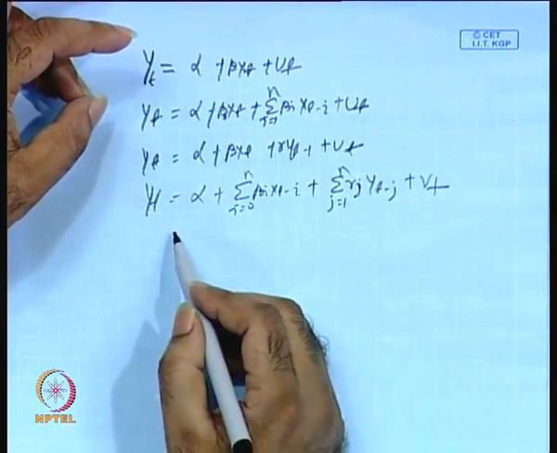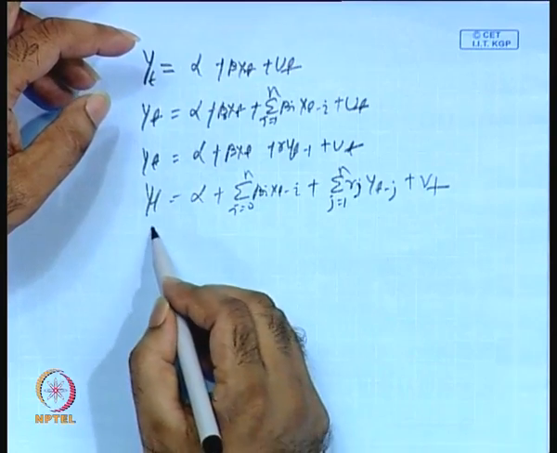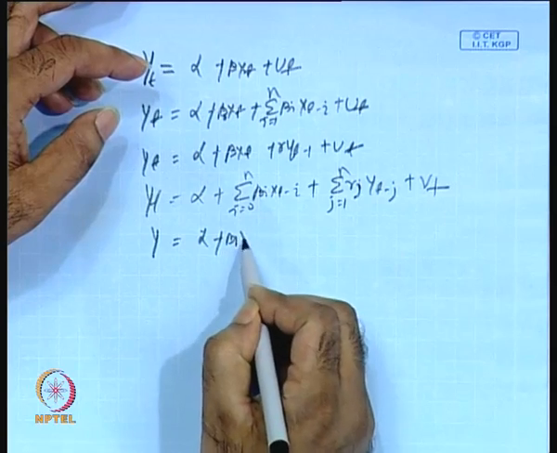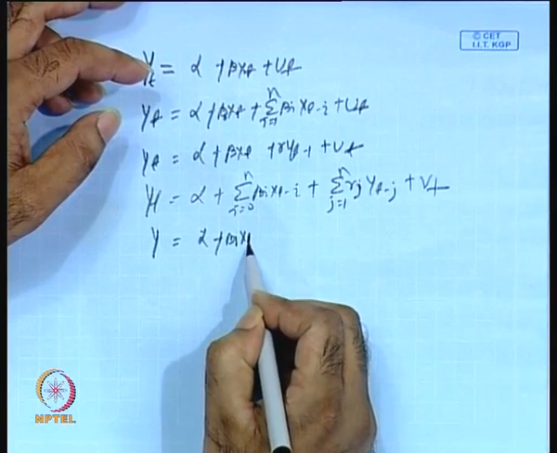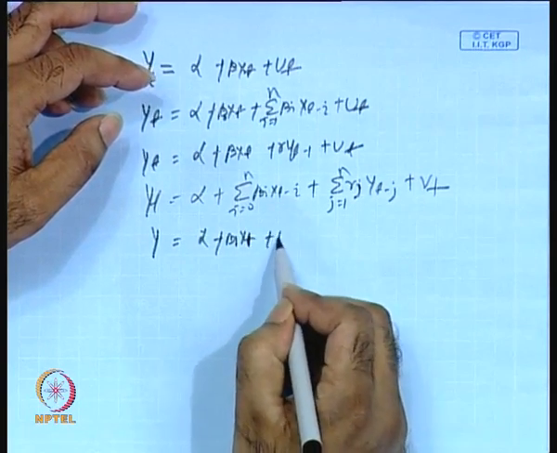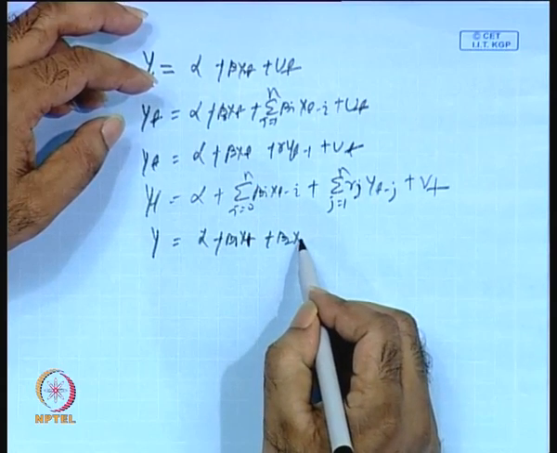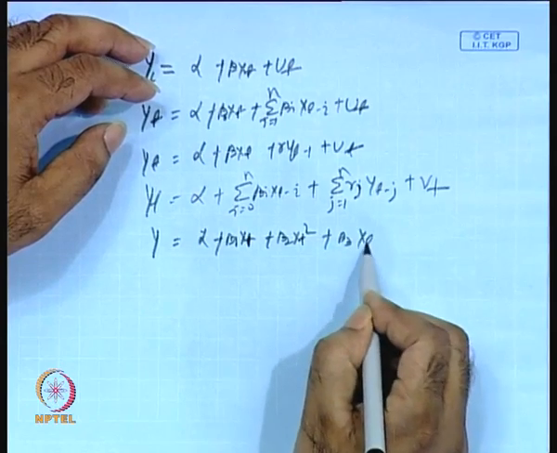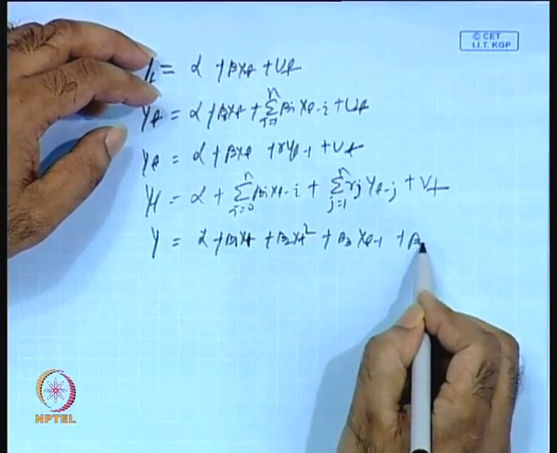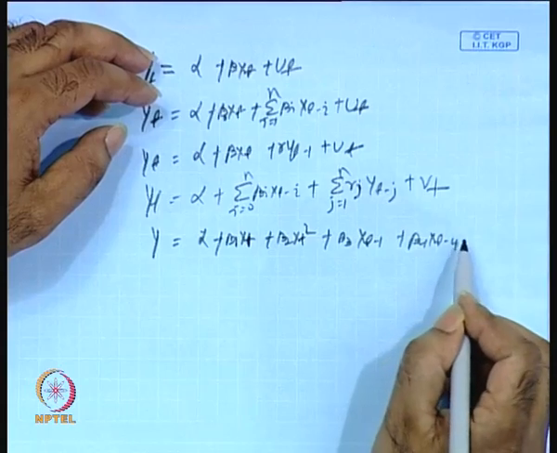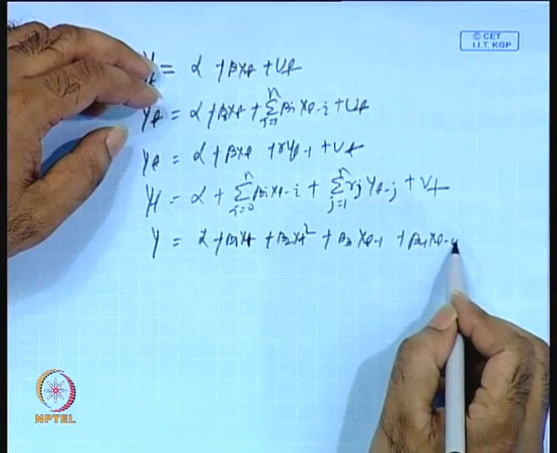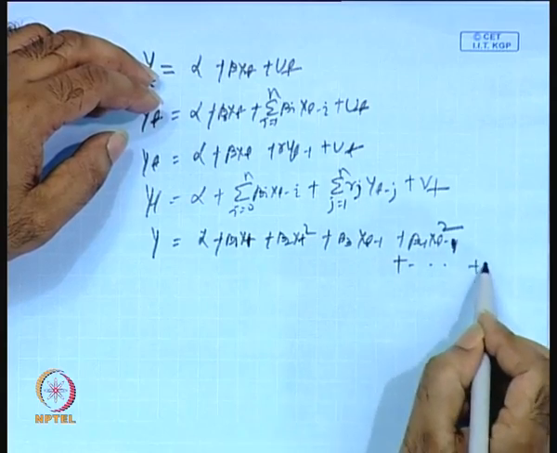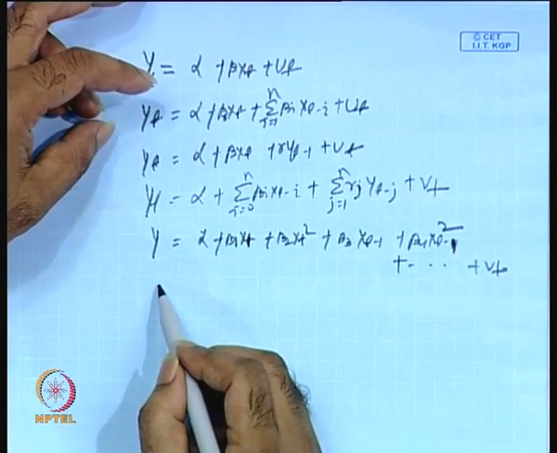Okay, this is another form of the model. Then we can also write alpha plus beta 1 x t plus beta 2 x t squares, plus beta 3 x t minus 1 plus beta 4 x t minus 1 whole squares. Okay, it will continue plus b t. This is another form of the model.